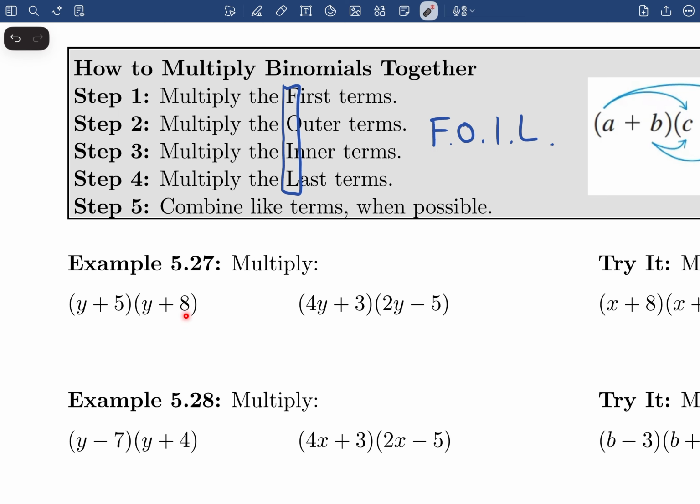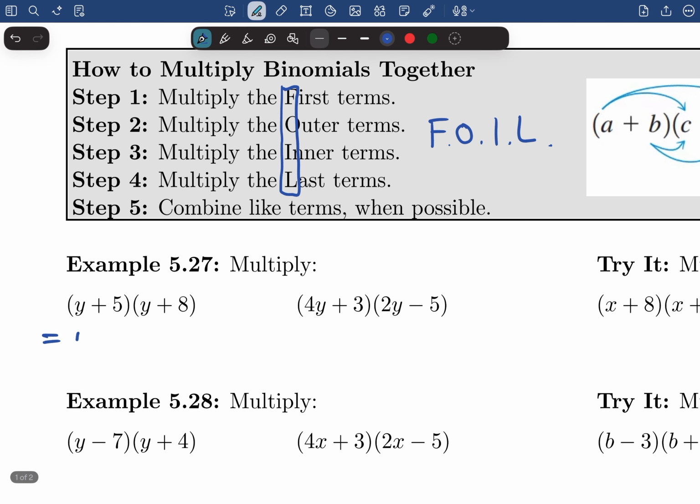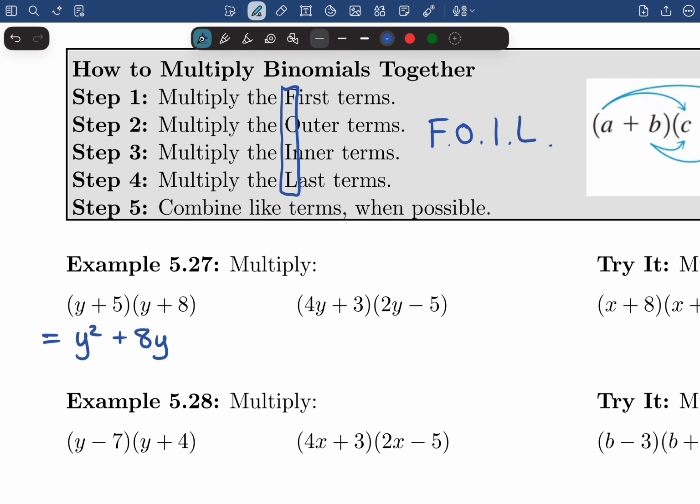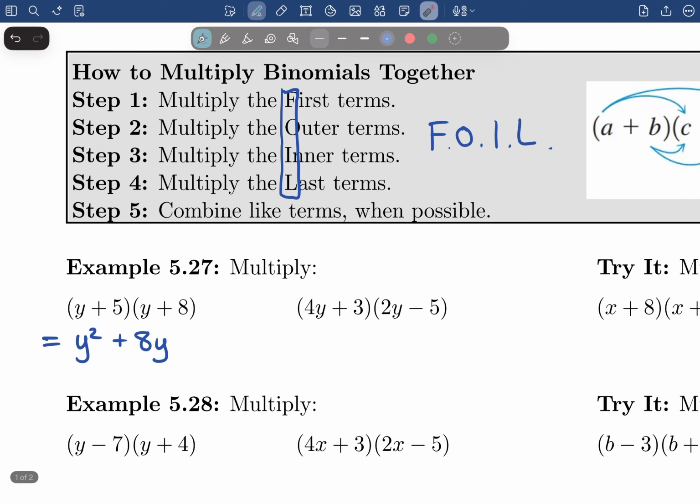So this is y plus 5 times y plus 8. Let's multiply the first terms together. So y times y is what we're going to multiply together, and we get y squared. And now let's multiply the outer terms together. Y times 8, that gives me an 8y. And it's positive, so I put a plus. Now the inner terms, the ones closest together, 5 times y, and that's positive. Both of those values were positive values, so I put 5y. And now the last terms get multiplied together, 5 times 8, and we get a positive 40.